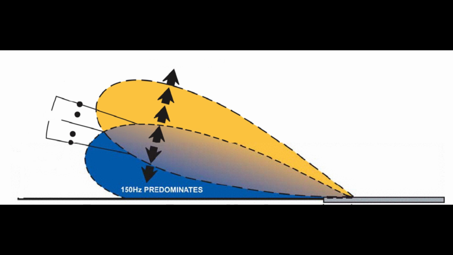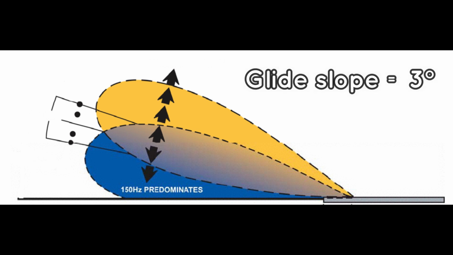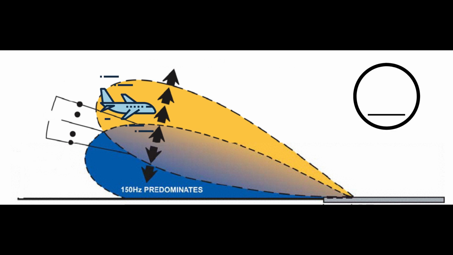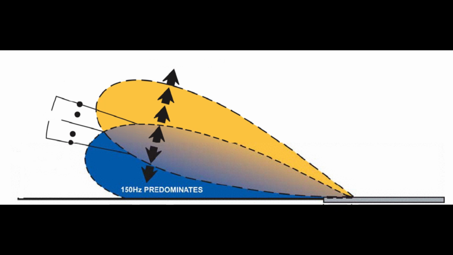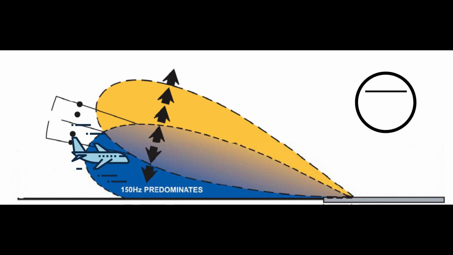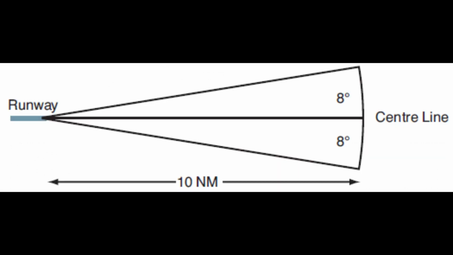Usually, the glide slope angle is 3 degrees. So if the receiver in the aircraft receives more 90 Hz modulation, it means that you're too high. And if the aircraft receives more 150 Hz modulation, then it means that you're too low. The glide slope covers a lateral area of 8 degrees on each side of the runway to a maximum distance of 10 nautical miles.